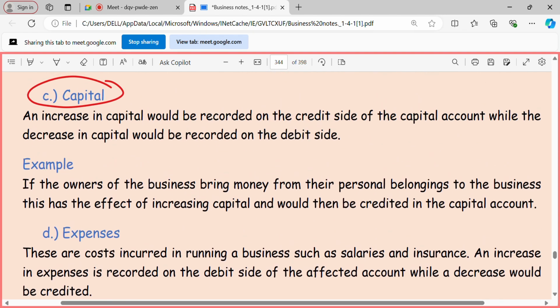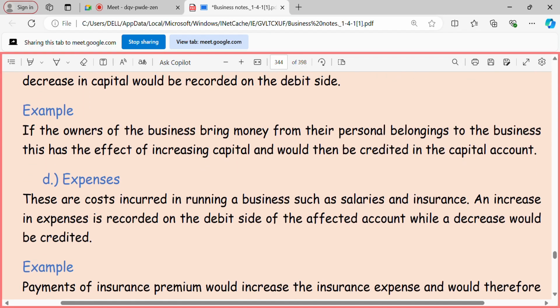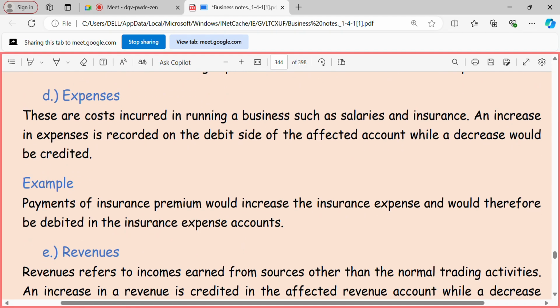So that is another rule of ledgers. You need to master these rules at your fingertips. You need to master them off head with a lot of ease.